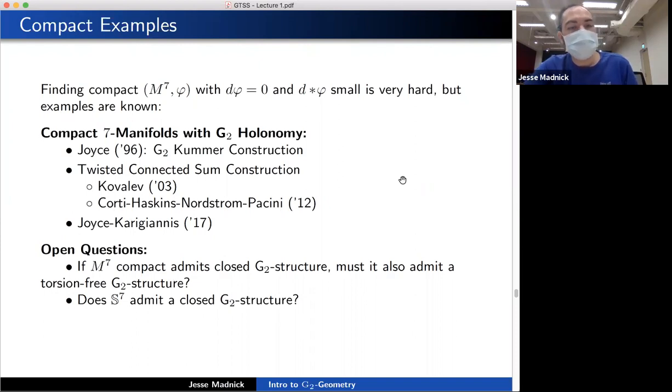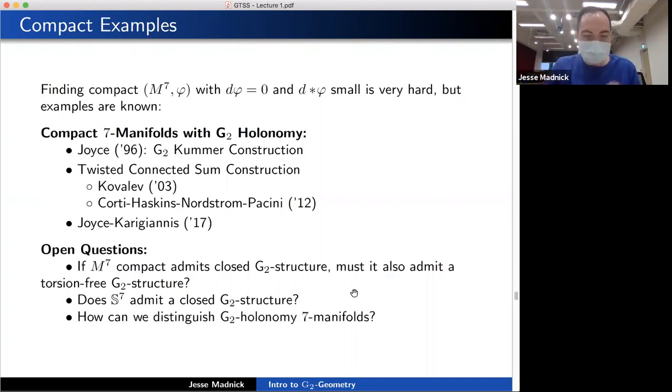A related question is whether the 7-sphere admits a closed G2 structure. This is not known. It is known that the 7-sphere cannot admit a torsion-free G2 structure for topological reasons, but it could, in principle, admit a closed G2 structure. This is a very basic thing to want to know, and this would, in a sense, answer the previous question in the negative if the 7-sphere really did have a closed G2 structure.